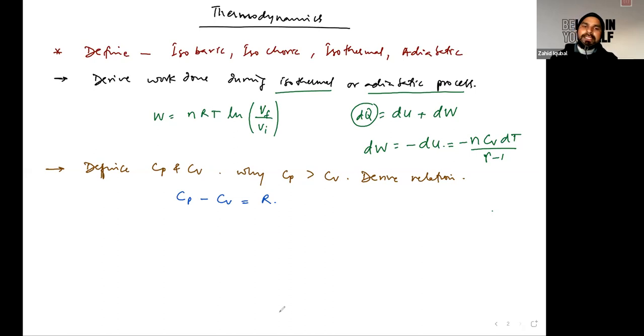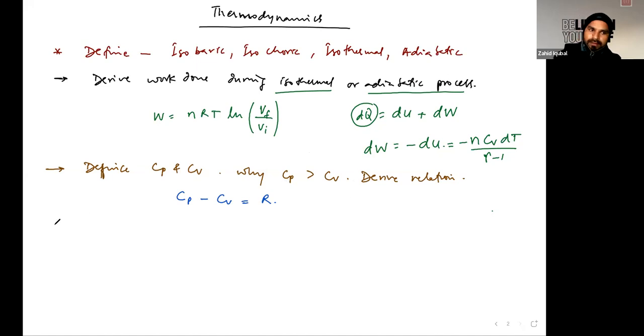Reba, could you explain why CP is greater than CV? You will say at constant volume, the amount of heat supplied to the system is utilized only in changing internal energy. But at constant pressure, the amount of heat supplied is utilized in changing internal energy as well as doing work. So to get the same amount of internal energy change for an isobaric process, heat supplied should be greater as compared to the isochoric process. That's why CP is greater than CV.